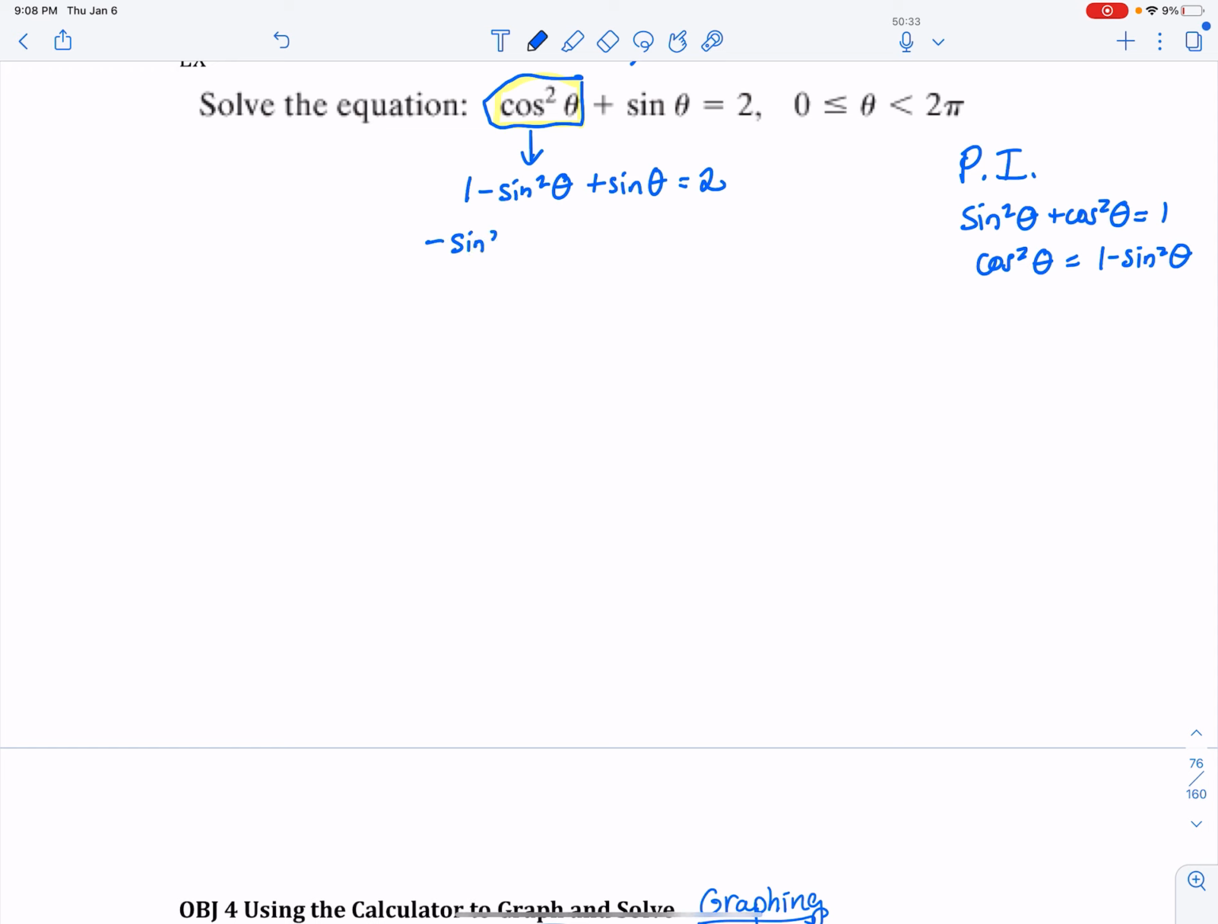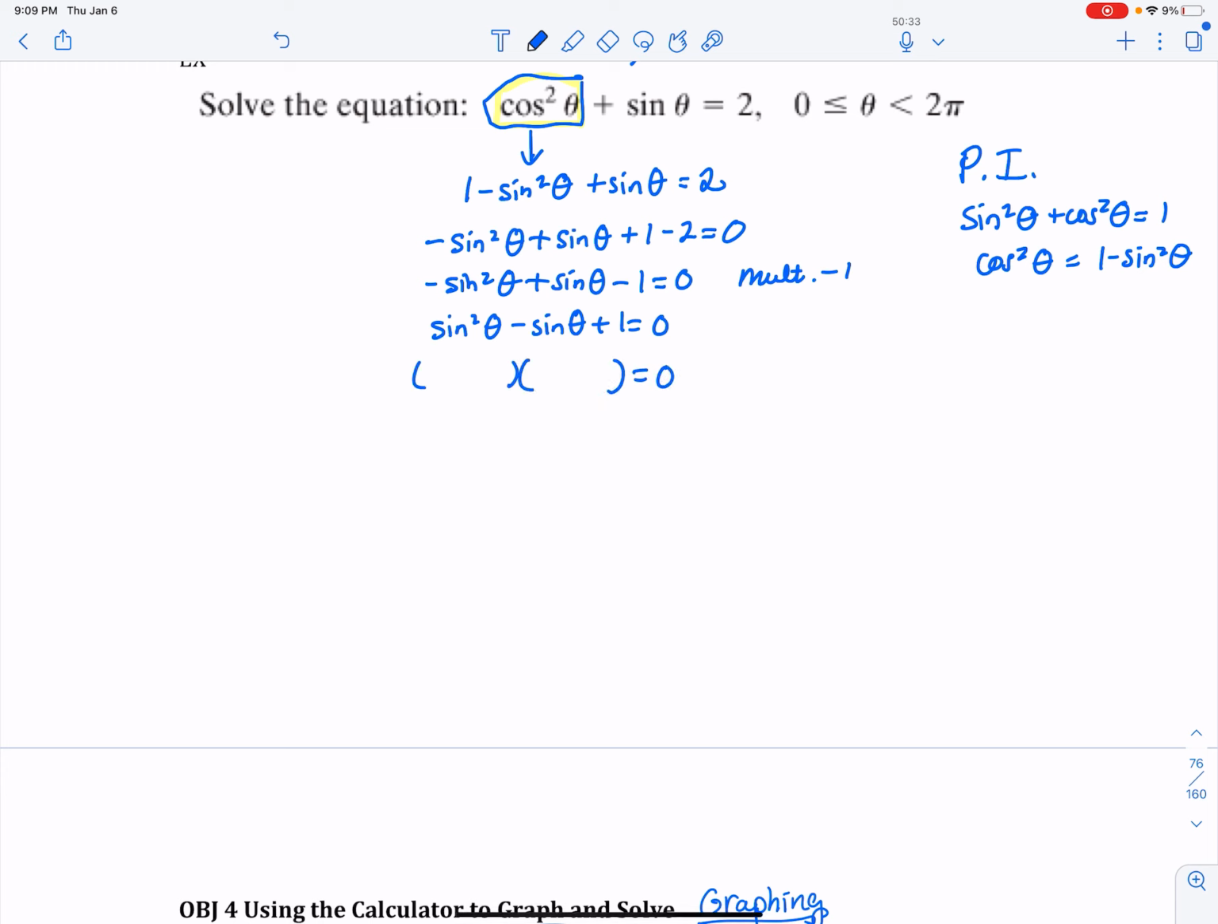So if I put this in order, I get negative sine squared theta plus sine theta plus 1. And then if I move the 2 over, I have positive 1 minus 2 equals 0. So now I get negative sine squared theta plus sine theta minus 1 equals 0. And remember, we have to multiply by negative 1 because I do not want the leading term to be negative. So when I do that, I get sine squared theta minus sine theta plus 1 equals 0. And now I just have to factor this out.